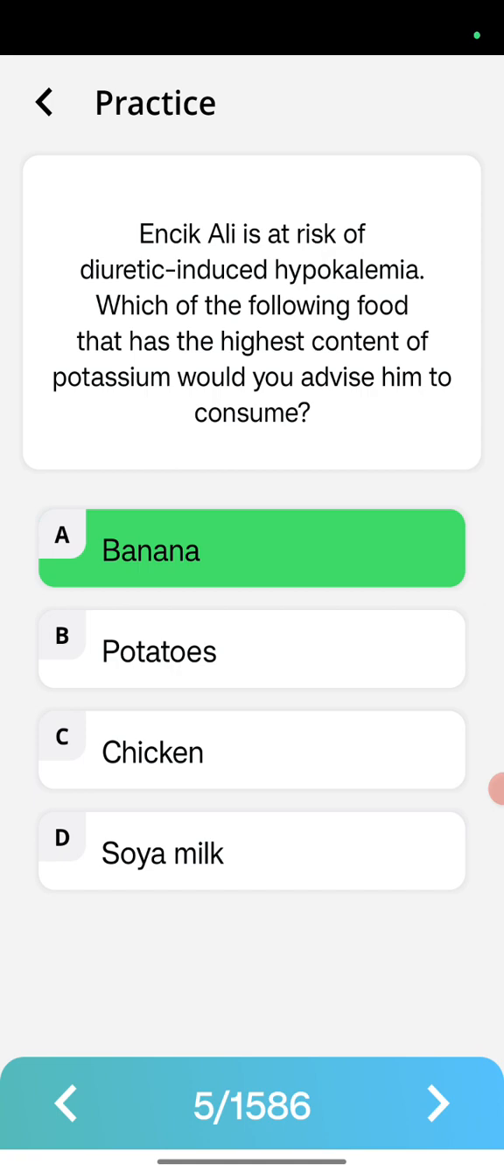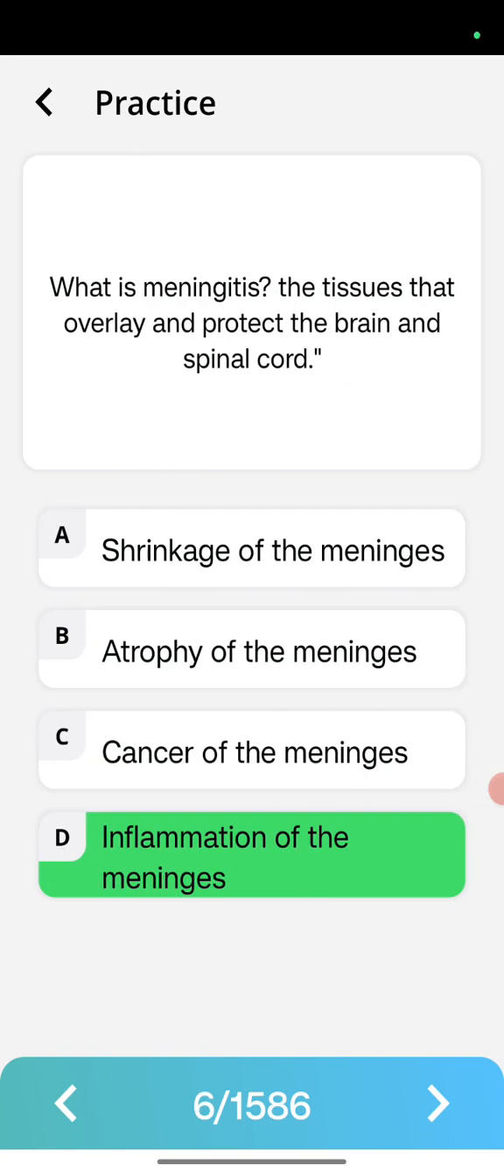Mr. Ali is at risk of diuretic-induced hypokalemia. Which of the following foods that has the highest content of potassium would you advise him to consume? Banana. What is meningitis? Inflammation of the meninges, the tissues that overlay and protect the brain and spinal cord.